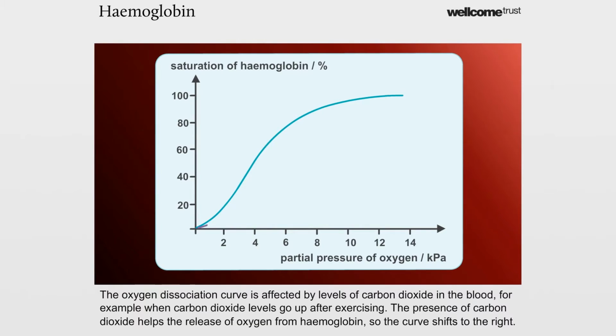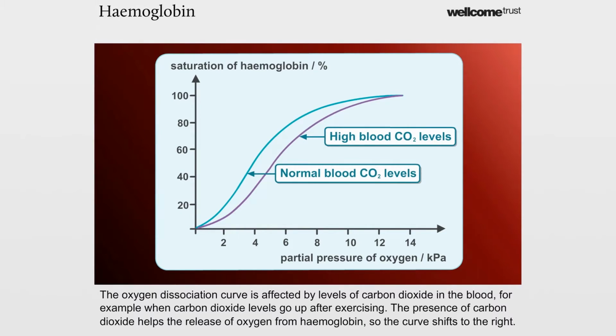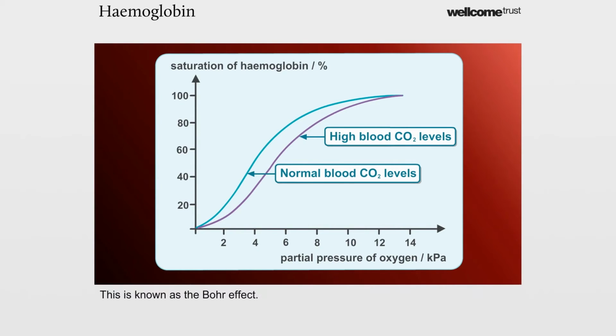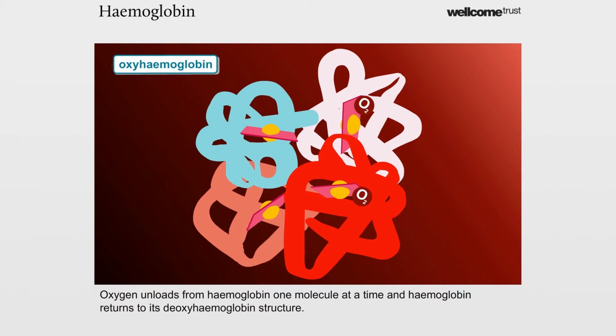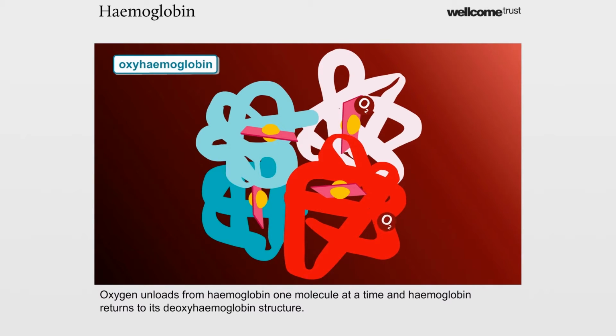The oxygen dissociation curve is affected by levels of carbon dioxide in the blood. For example, when carbon dioxide levels go up after exercising, the presence of carbon dioxide helps the release of oxygen from haemoglobin, so the curve shifts to the right. This is known as the Bohr effect. Oxygen unloads from haemoglobin 1 molecule at a time, and haemoglobin returns to its deoxyhemoglobin structure.